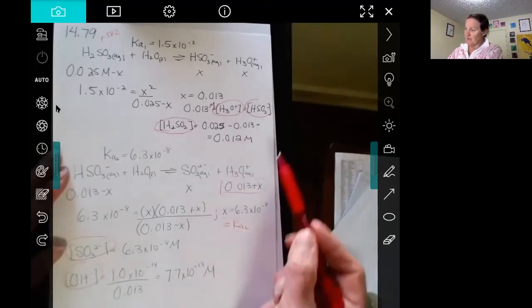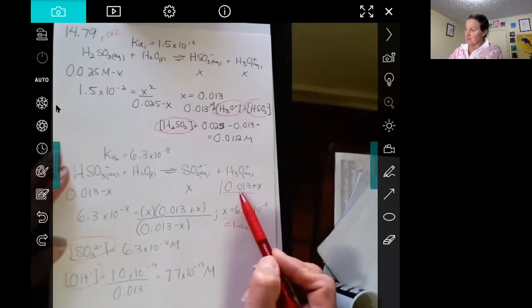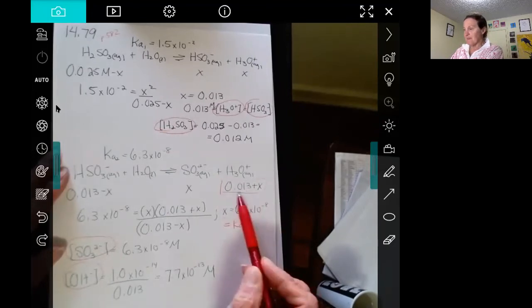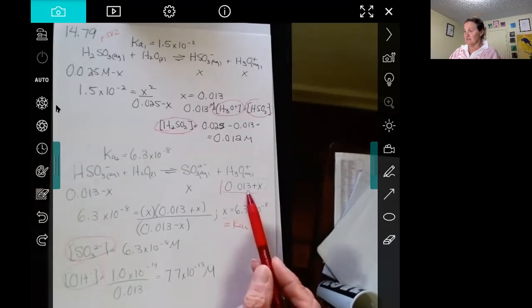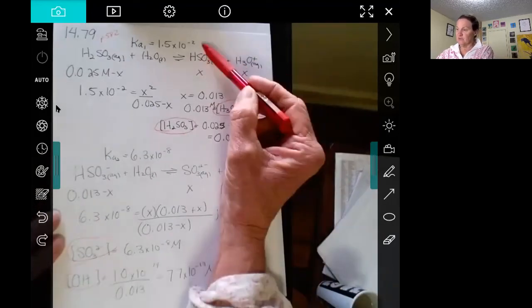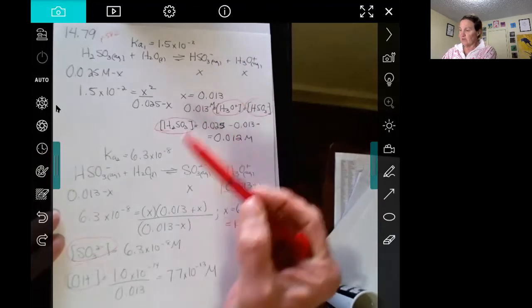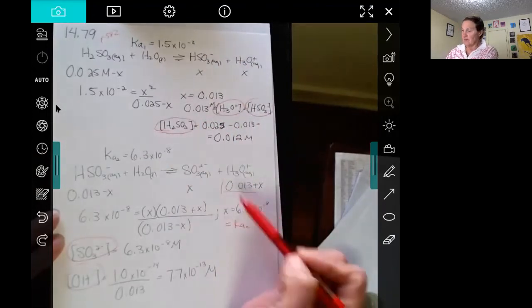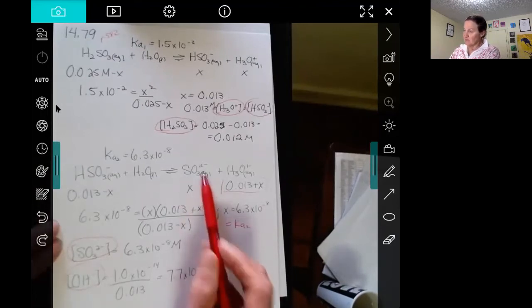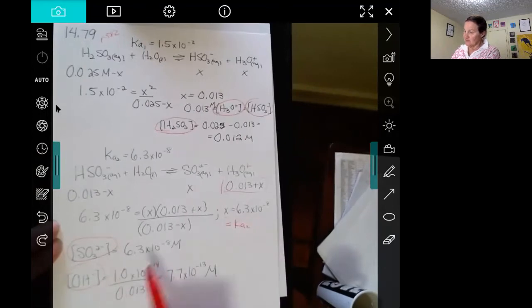So if I went back up here and if I added 0.013 and X, would X change if I added 6.3 times 10 to the minus 8? No, it wouldn't be significant. We would round it to 0.013. So it was a valid assumption, and it will be in all the problems you do. The first Ka is much bigger always than the second, so it's the first one that will determine the H3O plus concentration. So then the SO3 2 minus is the X concentration.